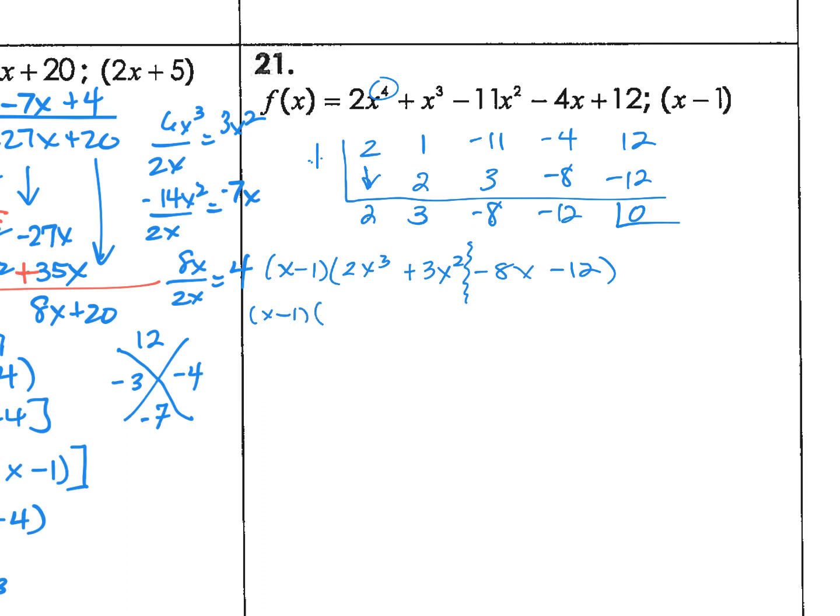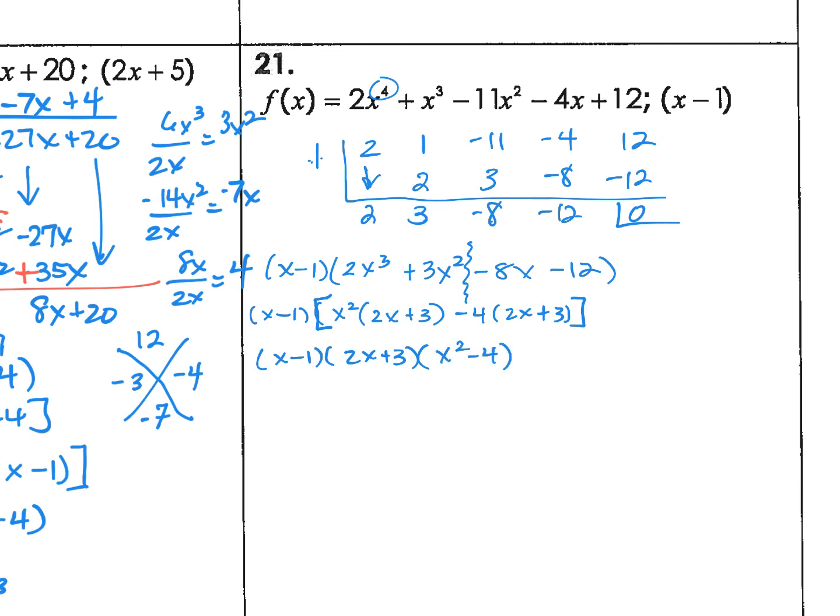What can I pull out of both of the first two terms? X squared. Leaves me with 2x plus 3. What can I pull out of these second two terms, keeping in mind what needs to end up in my parentheses? Yeah, negative 4. 2x plus 3, right? So now this leaves me with x minus 1, 2x plus 3, and then what? So x squared minus 4. Are we done?